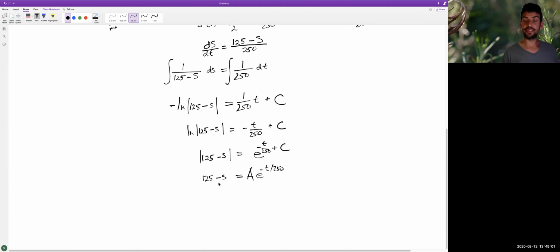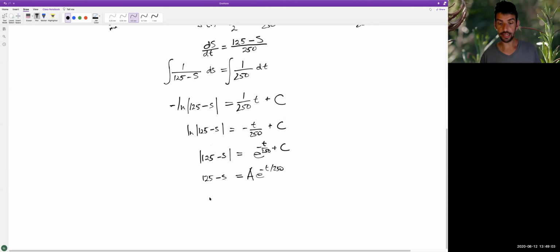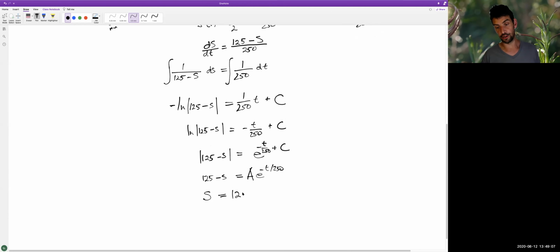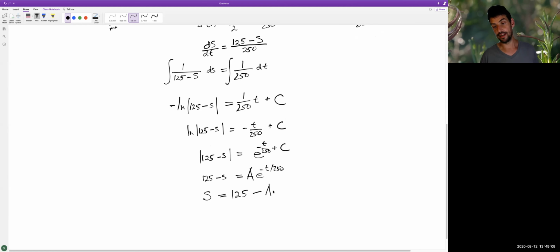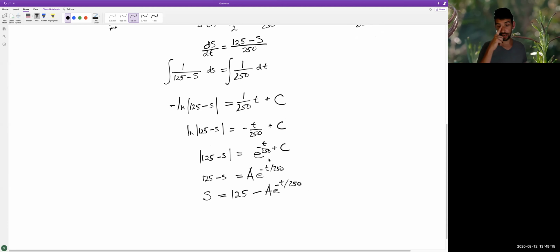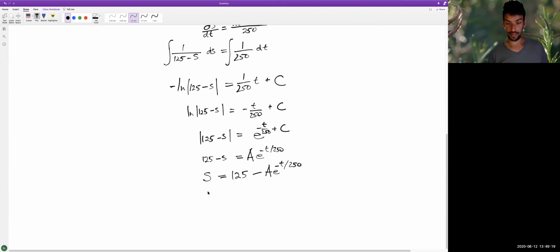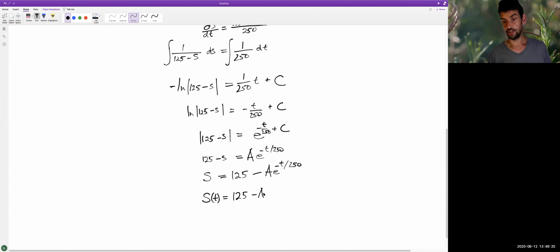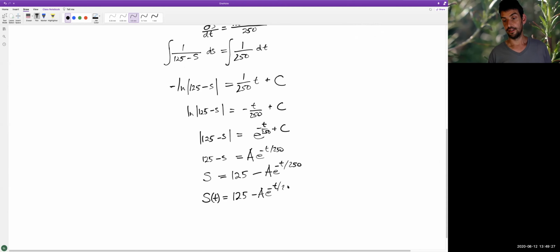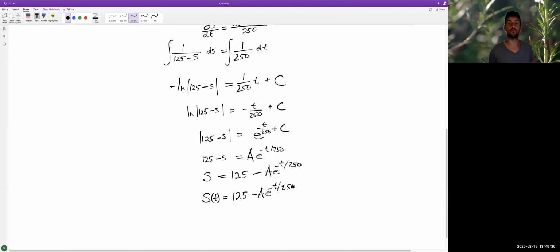All right, now I just have to do some algebra. If we work this out, we will get S is equal to 125 minus Ae^(-t/250), right? Just adding S to one side, subtracting that big expression to the other side. And this is the function, or at least this is close to the function that we were solving.